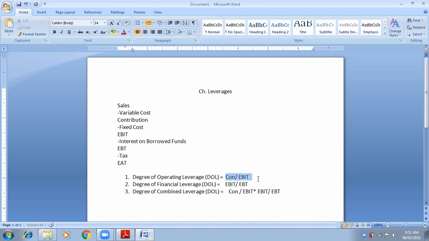So contribution upon EBIT, the formula of DOL, that is operating leverage, and the formula of DFL. DFL means degree of financial leverage, and DCL means degree of combined leverage. So the formula of DFL is EBIT upon EBT. So contribution upon EBIT into EBIT upon EBT. So now what will happen? This EBIT will be cancelled out. The denominator will be cancelled out.